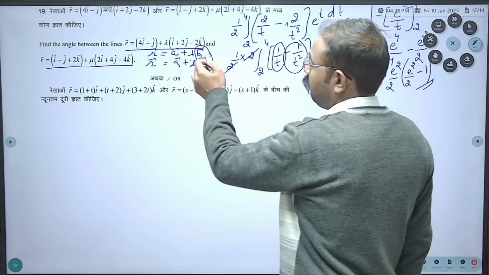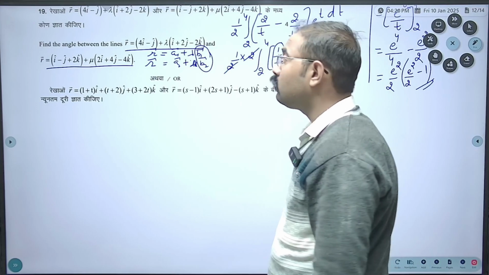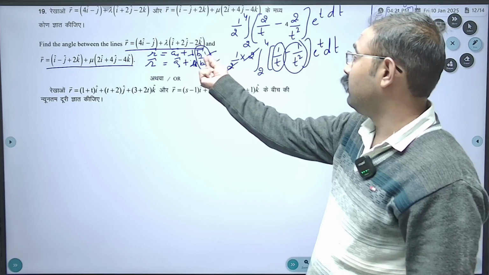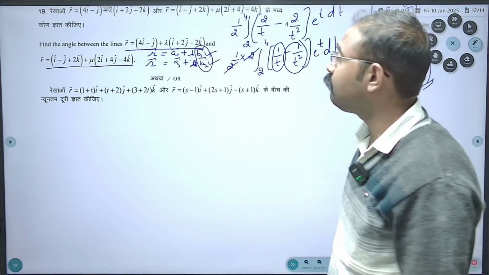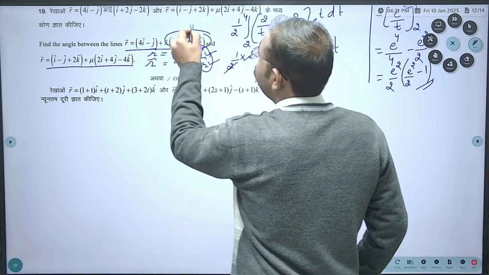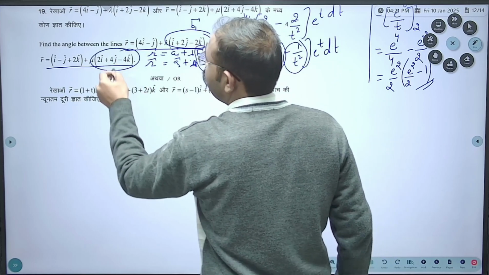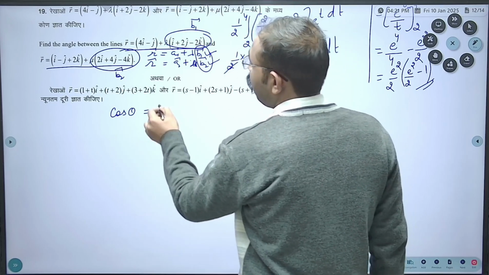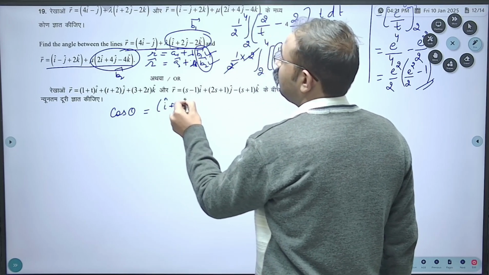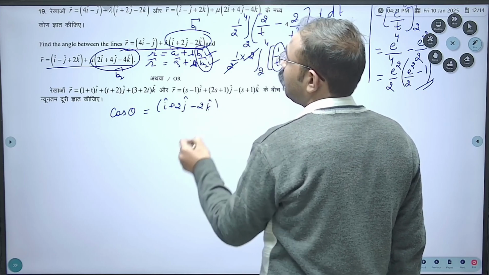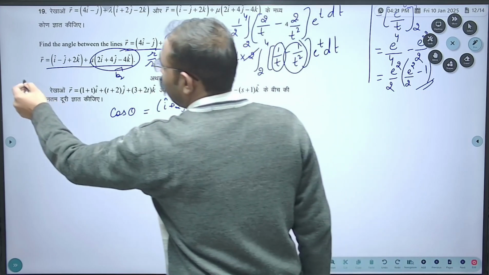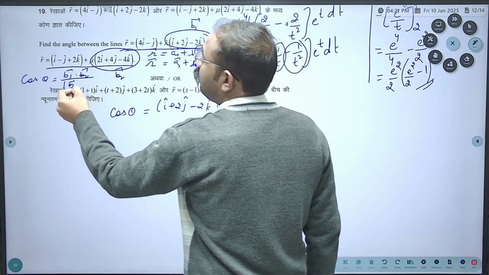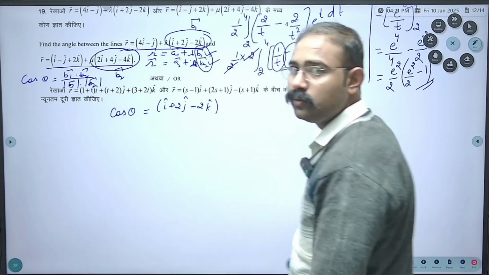So we have to find the angle between both these lines, and that angle will be the same as the angle between both these vectors b1 and b2. Here this is our b1 vector and this is our b2 vector. So the angle between both lines will be cos theta is equal to, okay, I am writing the formula first. Cos theta is equal to b1 dot b2 upon magnitude of b1 into magnitude of b2.